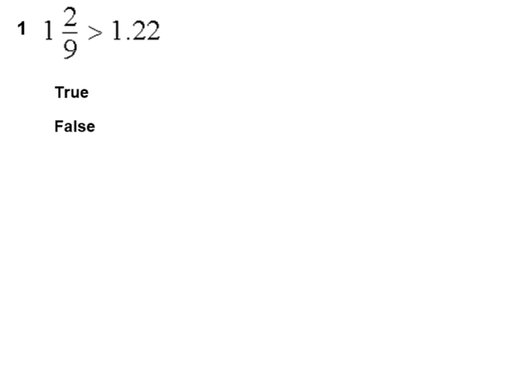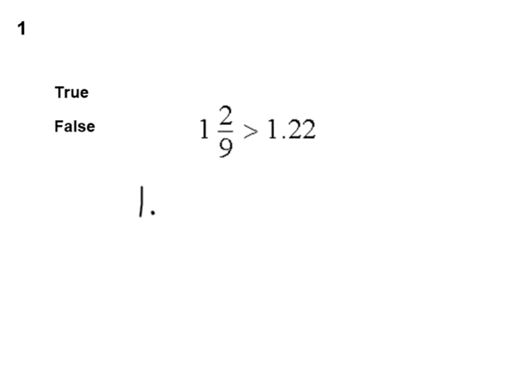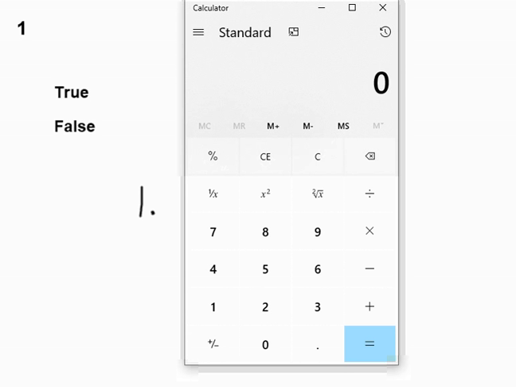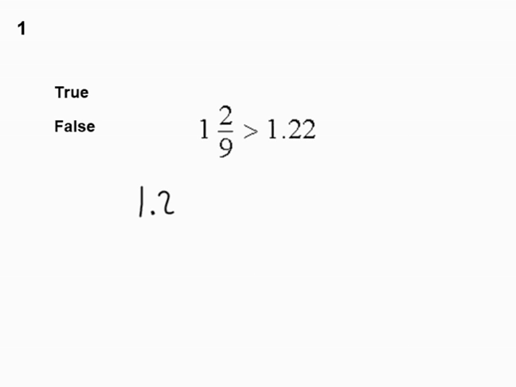But the easiest way to do it, and I'll just drag it down here, is to change 1 2/9 to a decimal. So we know that it's 1 and 2/9. So we just have to figure out what decimal form is 2/9. If I grab my calculator and say, what is 2 divided by 9? It's going to say 0.2 repeating. So we're going to put 1.222. Is that greater than 1.22 terminating decimal?